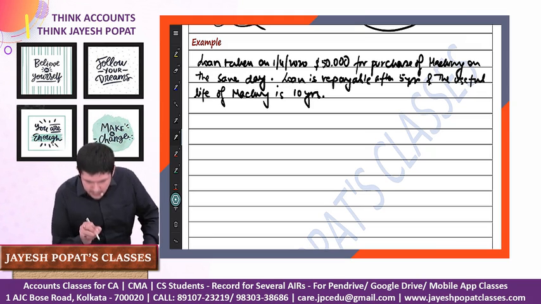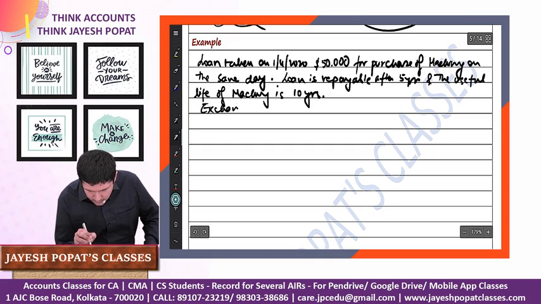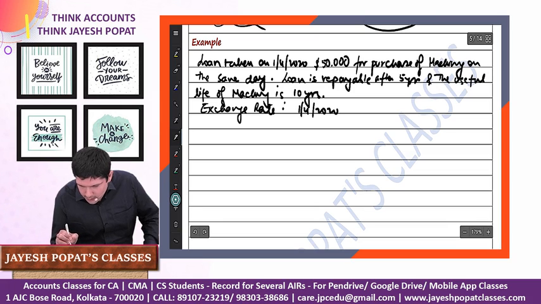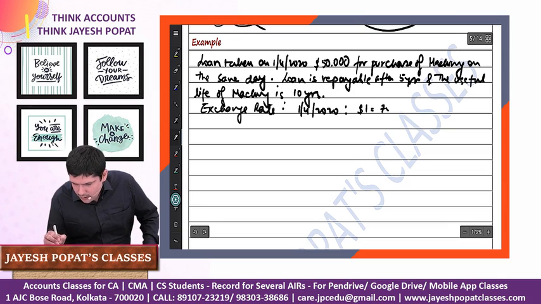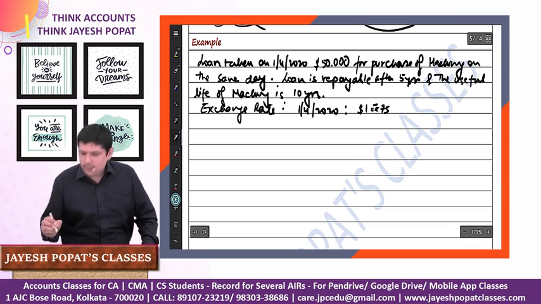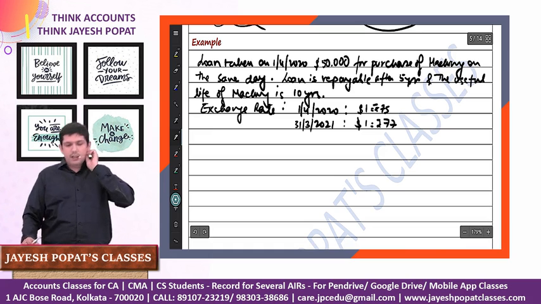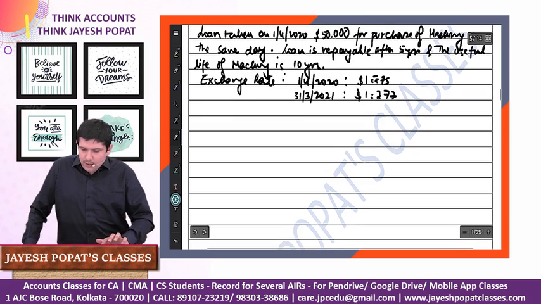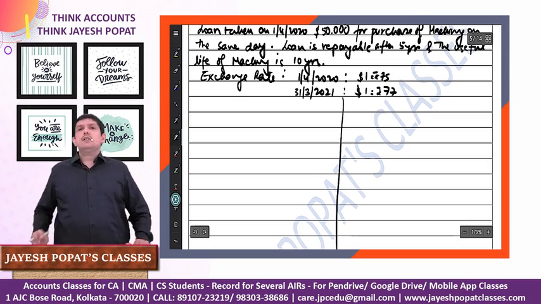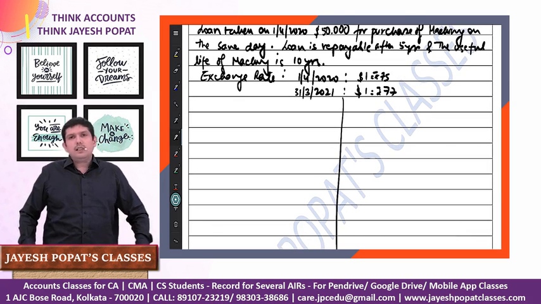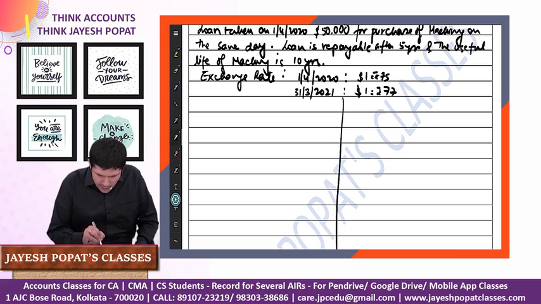Now let's say the exchange rate on 1/4/2020 when the loan was taken, and the asset was taken, let's say $1 was 75. Then on 31st March 2021, which is the year end, let's say $1 was 77. Now let us see how we account for it, right? And we'll look at both the scenarios, when 46 or 46A is not availed and when 46 or 46A is availed, right? So write both the scenarios.